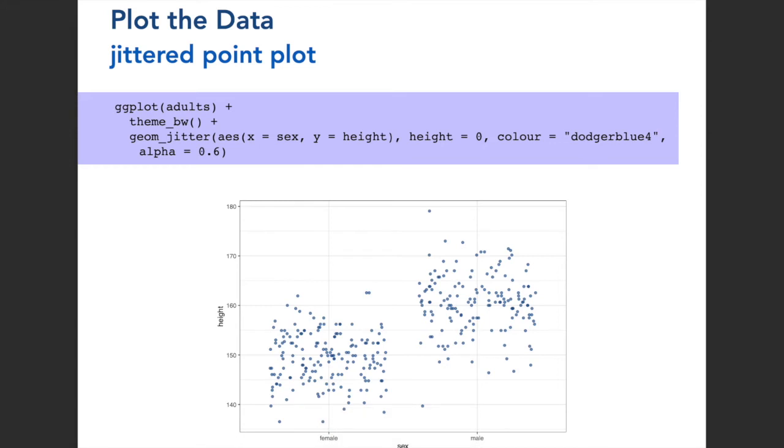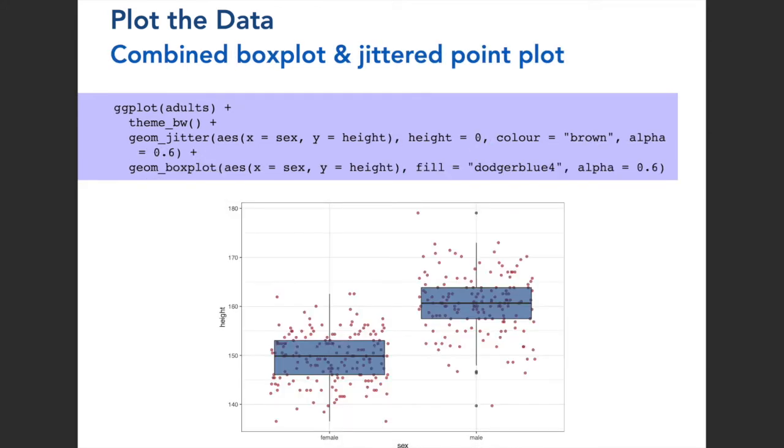Now what's trending is people doing both and plotting the box plot on top of the raw data. And this is relatively easy to do in ggplot as well. So here I'm going to plot the jitter first, and this is just the same as before. I've changed the color though, because if they're both blue, it'd be hard to pick things out. So I'm calling this brown, which actually looks red to me. And then plotting the box plot on top of that.